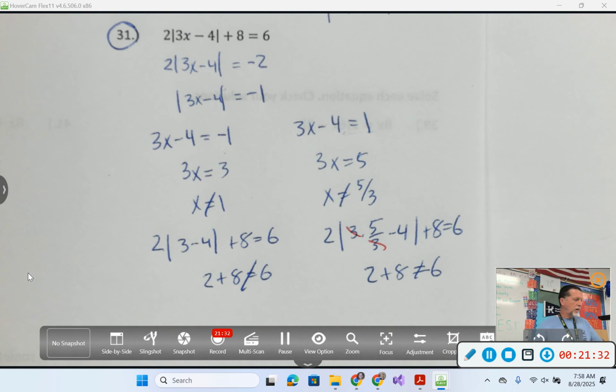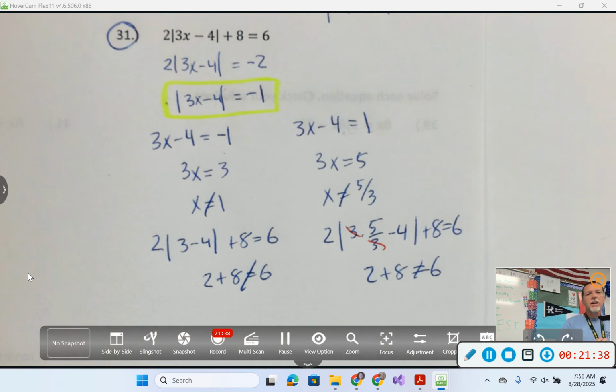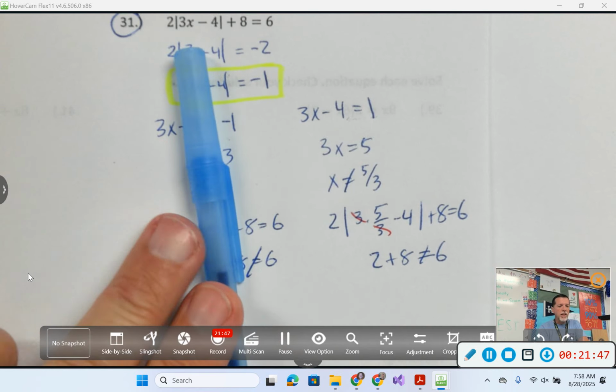Now, here's where some of you caught it right away. Right here. Ben, this is what I think you were trying to get at. Maybe I should have paused right there. I've got absolute value of something equals negative 1.